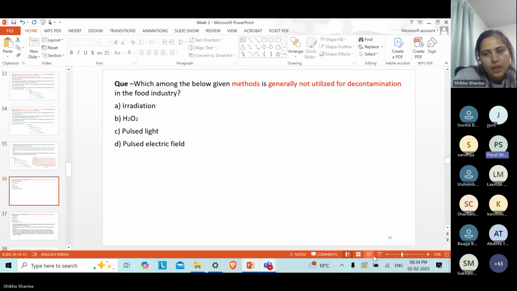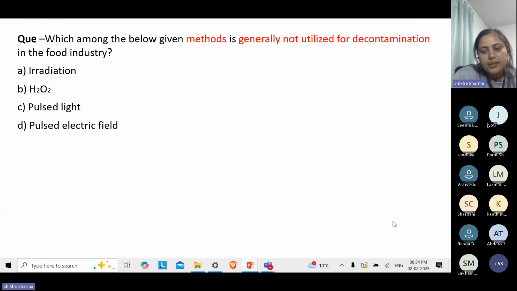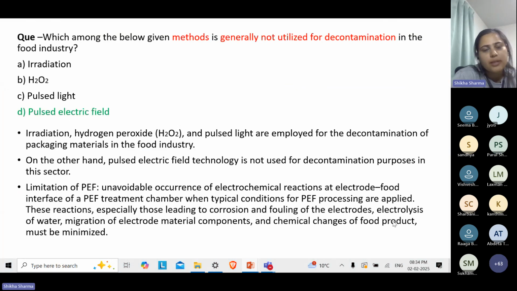So, he's correct. All these methods, irradiation, H2O2, pulse light, are used for decontamination in the food industry, whereas pulse electric field is generally not used. So let's see why.